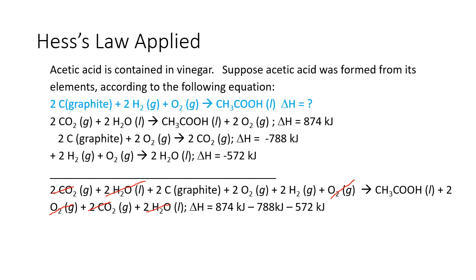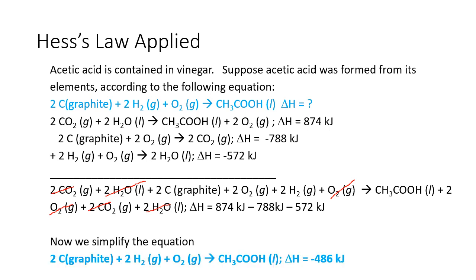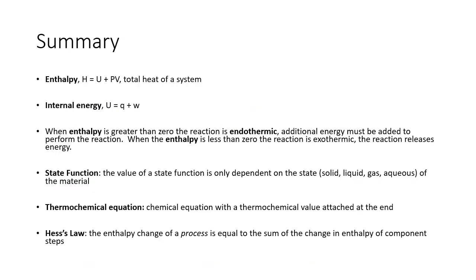And once we have done that, and we've added up all of our delta Hs, we get our target equation. Yay, we did the thing. And now we have a delta H of negative 486 kilojoules. So it worked. Good for us. There were a couple steps, there were lots of things to do, but it worked out in the end.